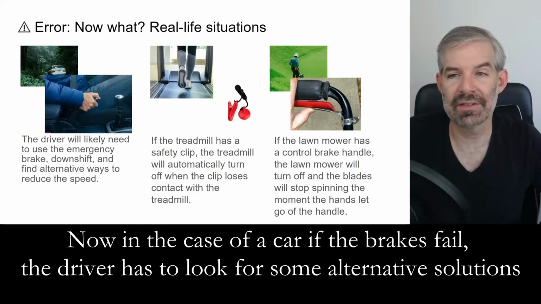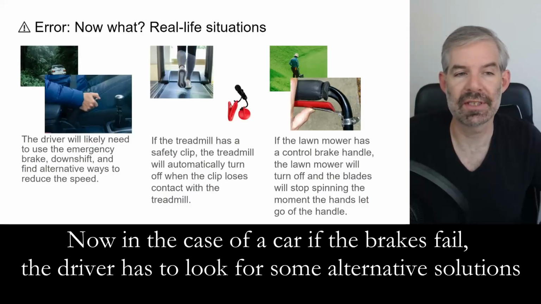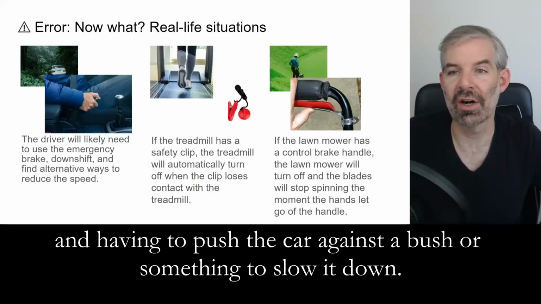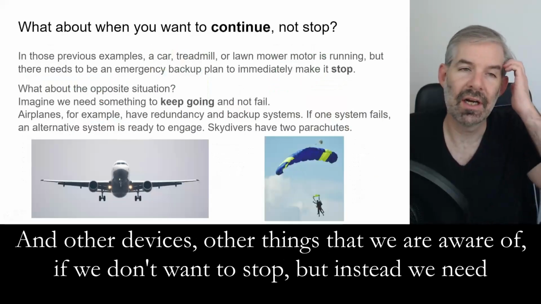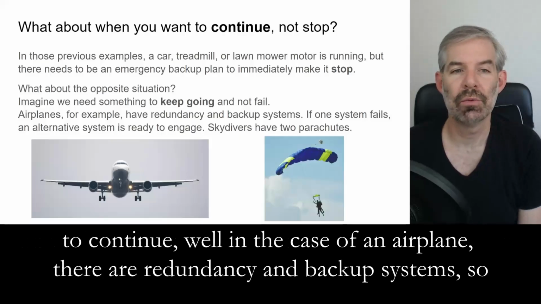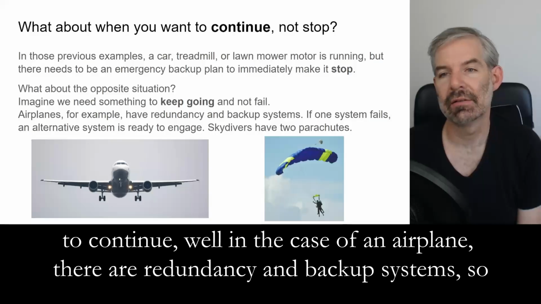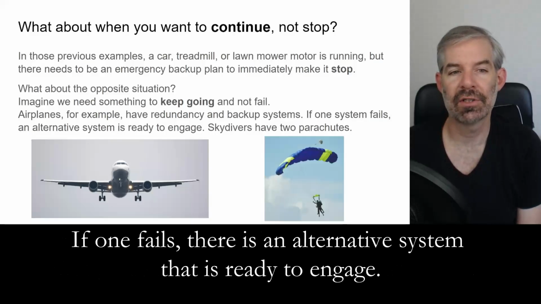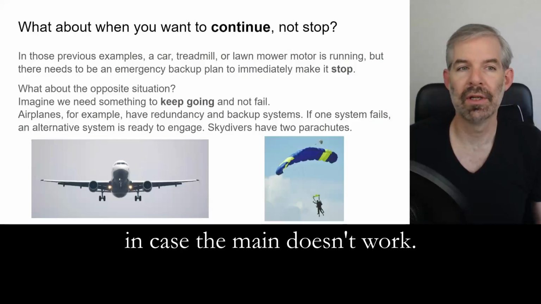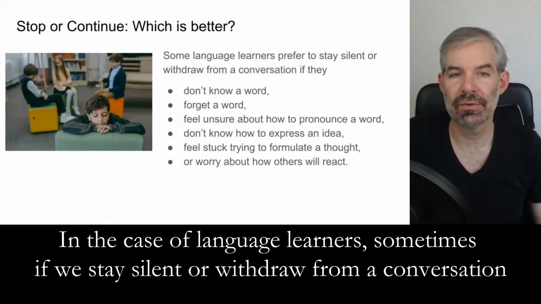Now, in the case of a car, if the brakes fail, the driver has to look for some alternative solutions like the emergency brake, downshifting to really slow down the motor, and maybe having to push the car against a bush or something to slow it down. And in other things that we're aware of, if we don't want to stop, but instead we need to continue, well, in the case of an airplane, there are redundancy and backup systems. So if one fails, there's an alternative system that's ready to engage. And there's a reason that skydivers have two parachutes, a reserve and a main parachute in case the main doesn't work.